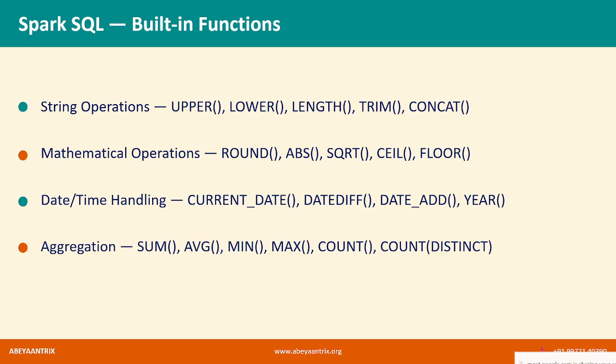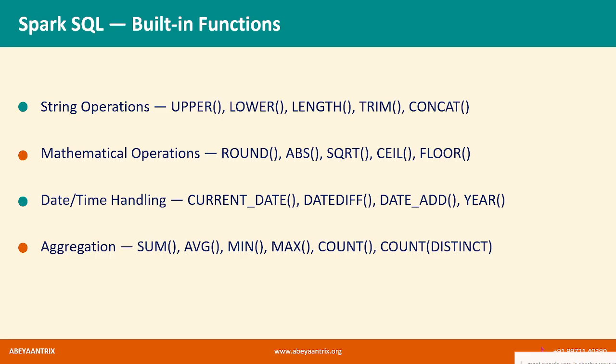For example, you have a value like 6.3. If you use ceil, it will be rounded off to 7. If you use floor, it will be rounded off to 6. Floor will always round off to the lesser value. Ceil will always round off to the greater value.